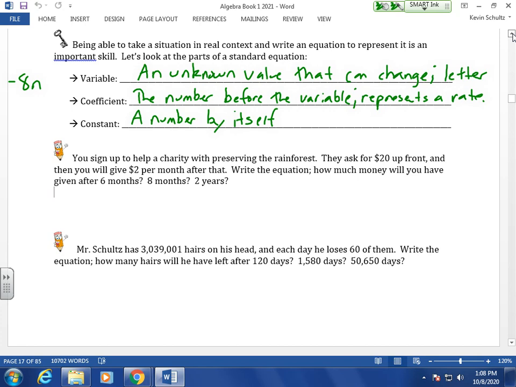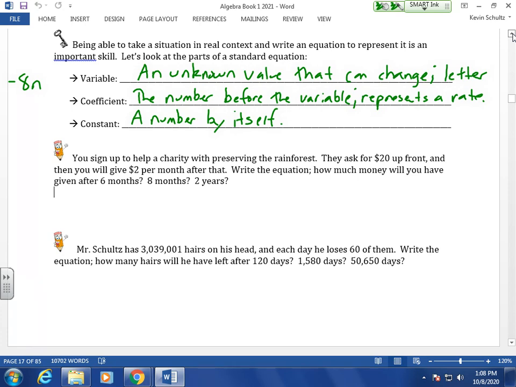A number by itself. All right. The reason why it's called the constant is that its value remains the same. It is not affected by the variable. Okay. It's the number by itself. Its value doesn't change. It's not affected by the variable.